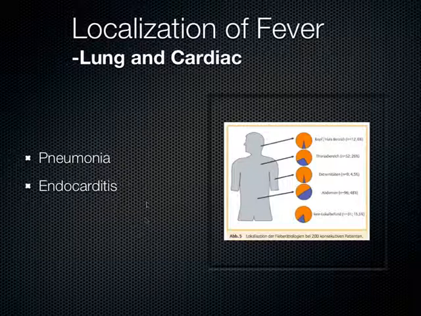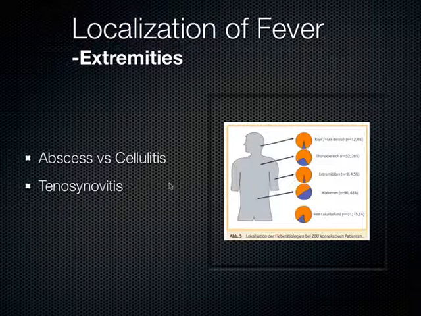Moving on to the lung and the cardiac regions, we talked about the hepatitization that we can see with the consolidation or pneumonia, and also with endocarditis, you saw one very poor example of a vegetation seen on the mitral valve. We can also see infections causing fever in the extremities, all over the extremities, from the joint spaces to the soft tissue, and also in the tendon sheaths as well.